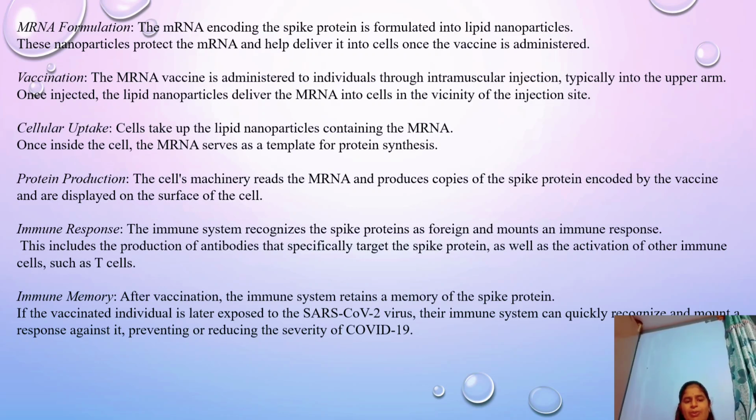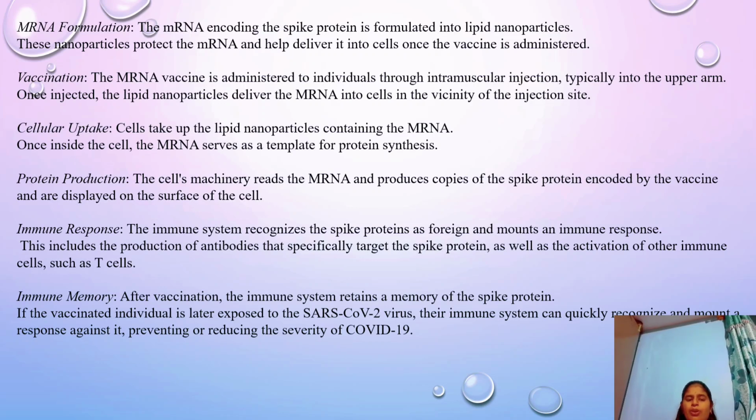The immune response. The immune system recognizes the spike proteins as foreign and mounts an immune response. This includes production of antibodies that specifically target spike proteins, as well as activation of other immune system cells such as T cells.